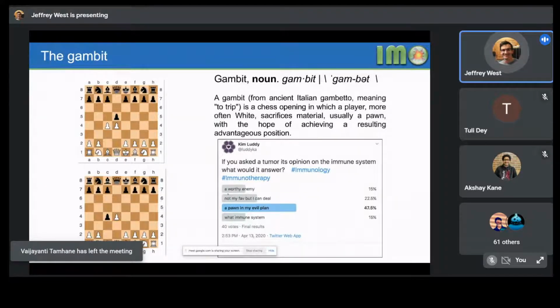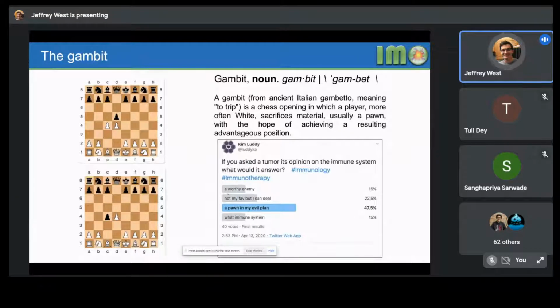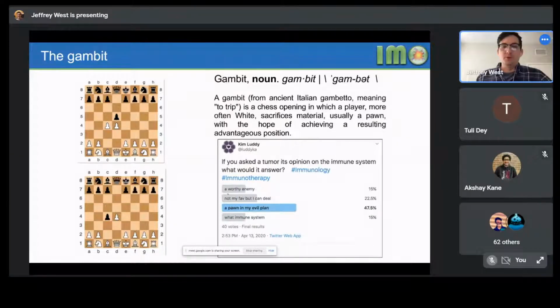So without our immune system, we would have much, much more cancer. But with our immune system, it can eliminate all but the most aggressive tumors. So that immune system is a worthy enemy towards most tumors. Or maybe it's somewhere in the middle. It's not my favorite, but I can deal with it.